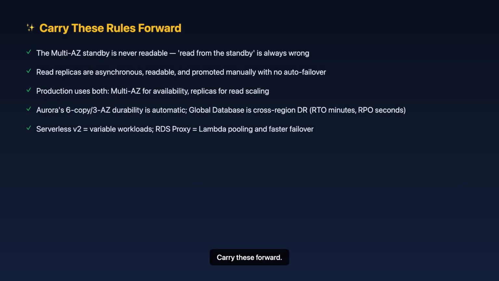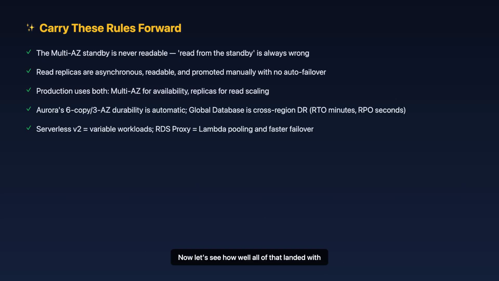Carry these forward. The multi-AZ standby is never readable. Read from the standby is always the wrong answer. Read replicas are asynchronous, readable, and promoted manually with no auto failover. Production designs use both together, multi-AZ for availability, replicas for read scaling. Aurora's 6-copy, 3-zone durability is automatic and architectural, and global database is your cross-region DR answer, with recovery time in minutes and recovery point in seconds. Serverless v2 handles variable workloads, and RDS Proxy handles Lambda pooling and faster failover.